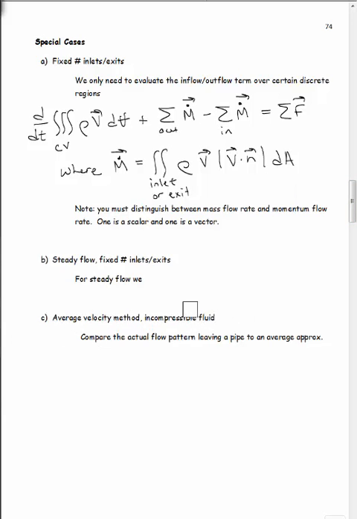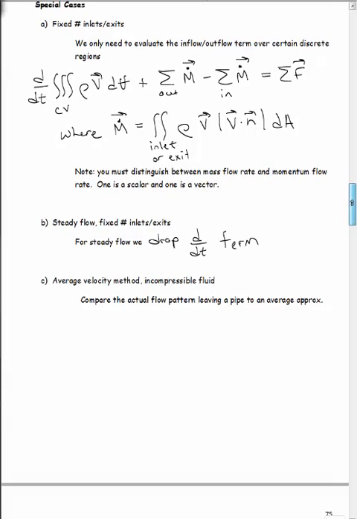Also, next simplification is steady flow. And for steady flow, basically, we're not going to have a time derivative. If it's steady, that means nothing's changing in time, so we can cross that whole term out. So we can drop the d/dt term. And that's all we have to do for steady flow. Most of the time we are going to be talking about steady flow. It gets way complicated if it's not steady flow, at least for conservation of momentum. Conservation of mass we might have unsteady, but not so much conservation of momentum.